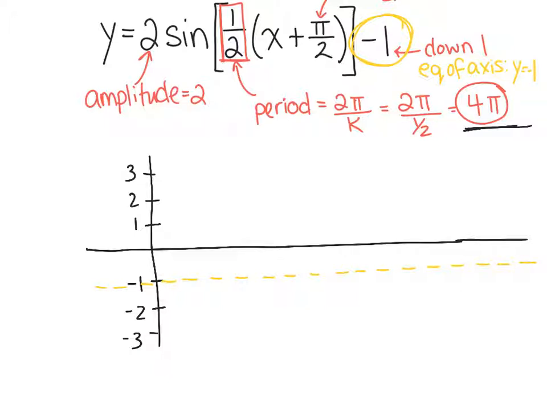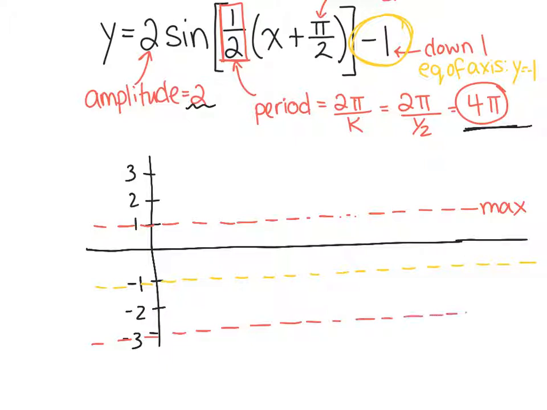Then I know my amplitude is 2. So that means from my equation of axis, the tallest my graph is going to get, I'm just going to stick that in red, the tallest my graph will get is up here at 1. So I know my max will be this line here. And I'll go 2 down from there, so I'll be at -3. Not that you need to put a dotted line, I'm just doing this for the explanation. So that's my min. Okay, cool. So I know my graph's going to occur within this interval.